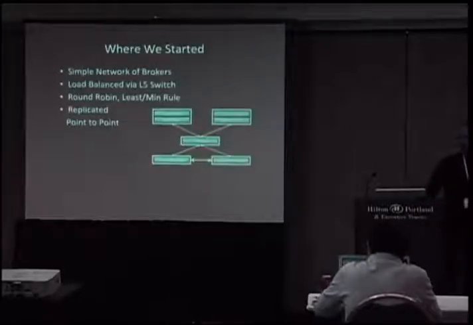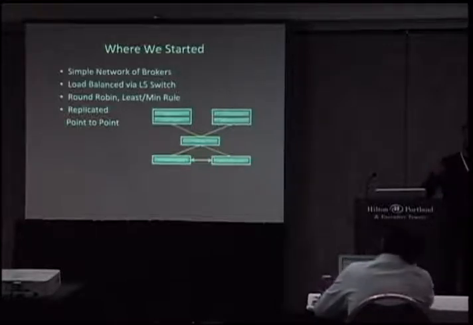So where we started? We started out with a very simple implementation. A couple of brokers, we threw a layer five switch in front of them, and we're load balancing. Round robin, least min connection rule. Everybody at least got one connection to each individual broker. Every broker had a minimum one connection. That way, if something went down, things didn't break.